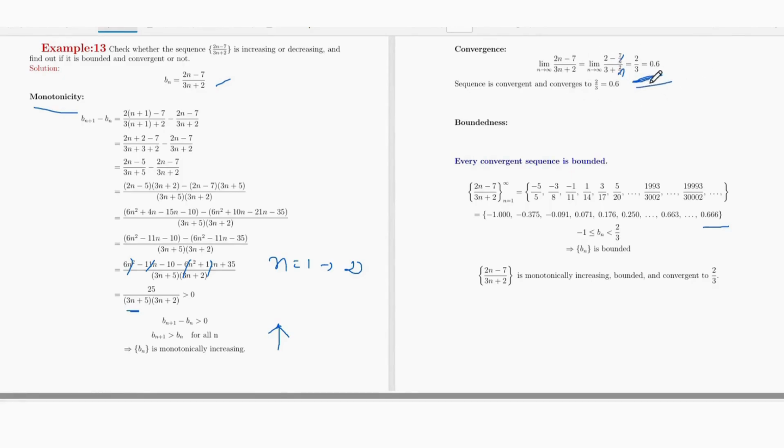So the same we apply here. The value of this sequence never exceeds the value 2 by 3. So this is the upper bound of the sequence. From this we conclude that the given sequence is a monotonically increasing sequence, a bounded sequence and a convergent sequence, and it converges to 2 by 3. I hope you all understand how to solve this example.